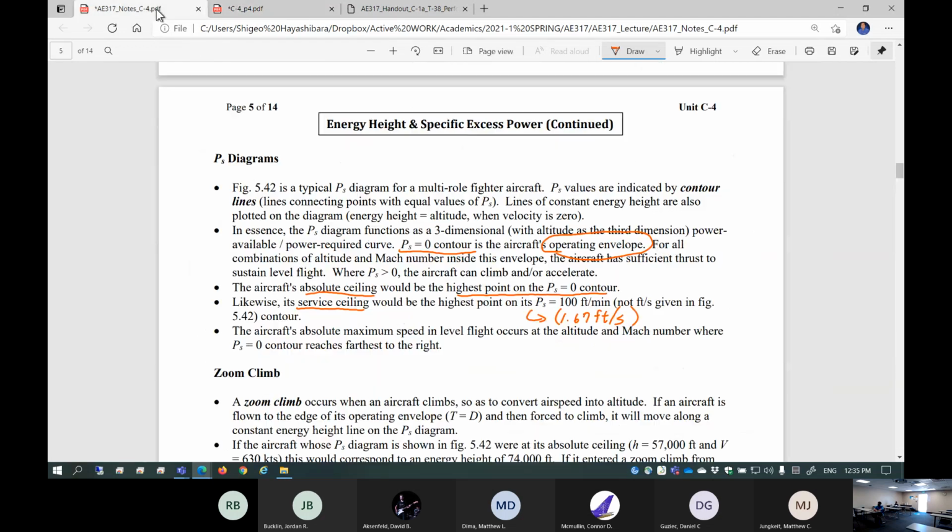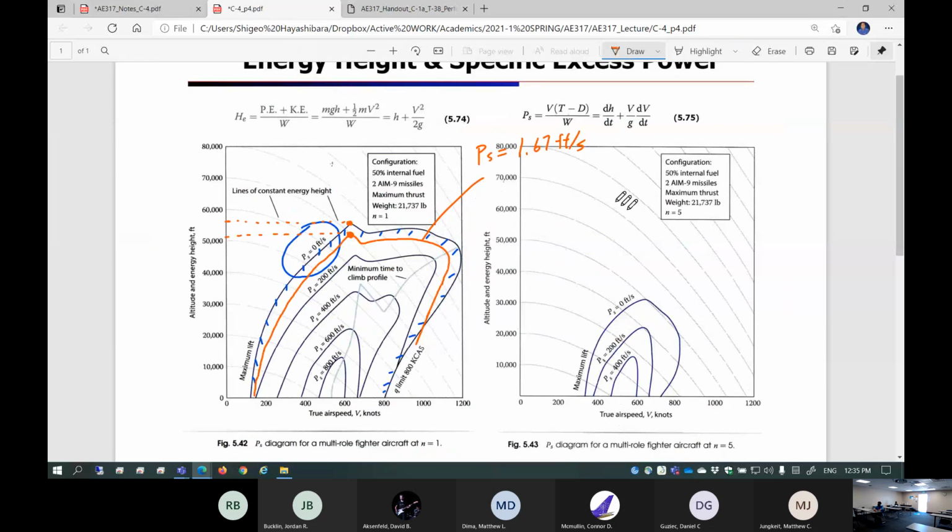Are we assuming that's for maximum power? I guess so. Yeah. In other words, let's take a look at the configuration. 50% internal fuel, 2 AIM-9. Maximum thrust, that's right, maximum installed thrust. And the weight is 21,737. This is the weight of the maneuver, which is based on this configuration. This is load factor 1, so level flight. This is maneuvering, load factor 5. So it's probably like a sustained horizontal turn.